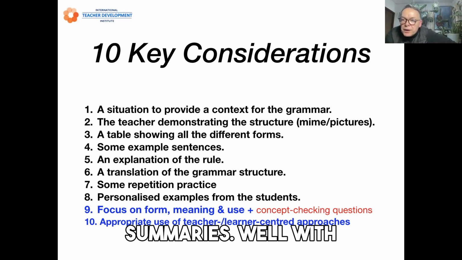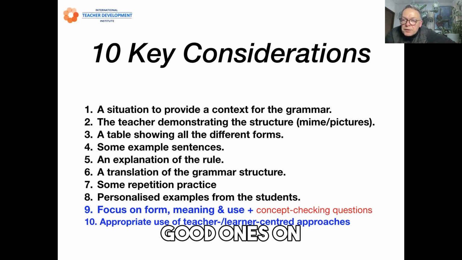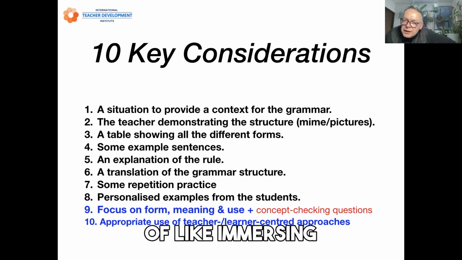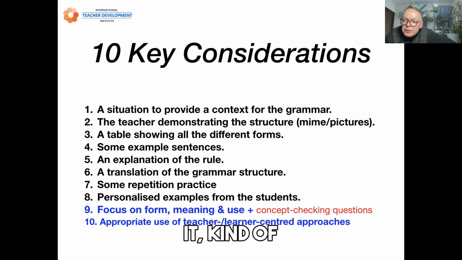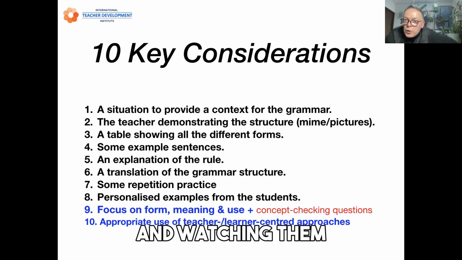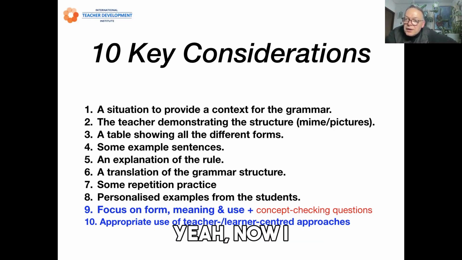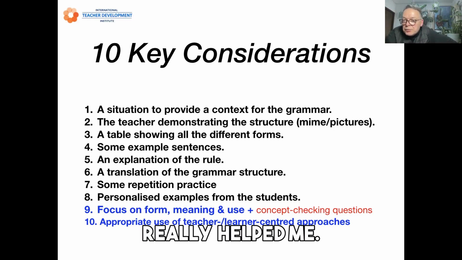I struggled as well with coming up with good ones on the spot, but immersing myself in watching another teacher do it put a whole bunch of ideas in my brain, and it made it much easier. It's like watching somebody cook a dish, and just standing there watching them doing it, and thinking, oh, okay, yeah, now I got it, you know, and that really helped me.